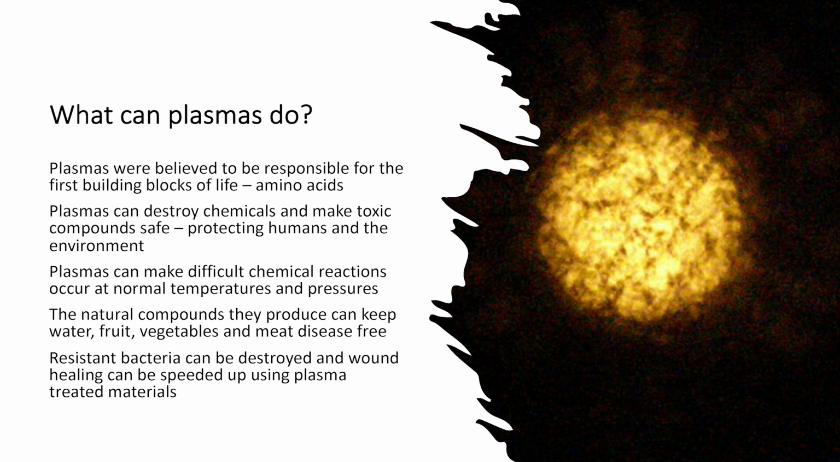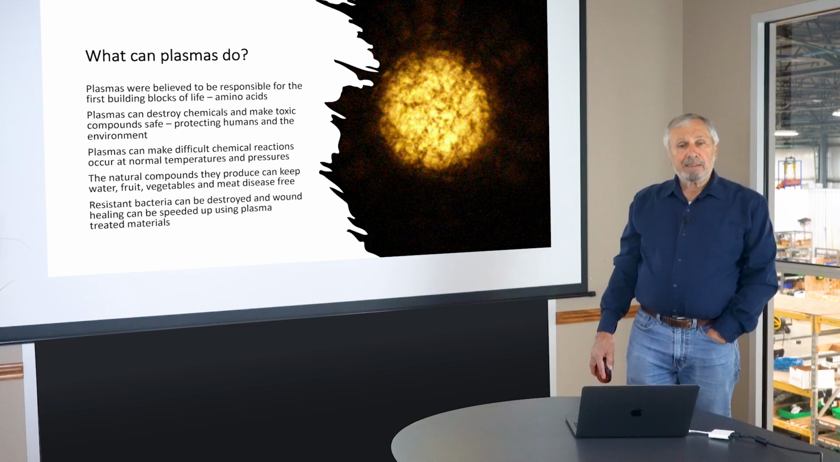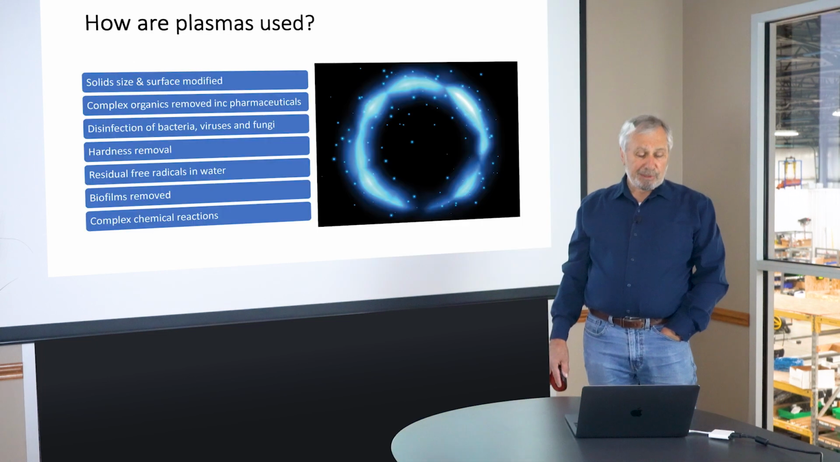So what can plasmas do? Plasmas are responsible for the formation of the amino acids, which were the building blocks of life. Plasmas can destroy chemicals. Plasmas can make difficult chemical reactions very simple. When you treat water with it, they can keep fruit and vegetables fresh, and they can clean surfaces. You can also destroy resistant bacteria, viruses, and funguses. So basically, they are very powerful operations. And the photograph on the right is actually of the plasma we produce.